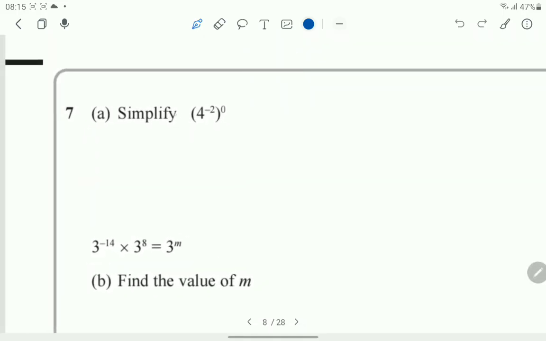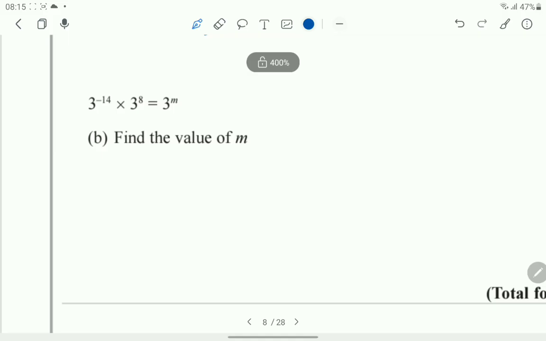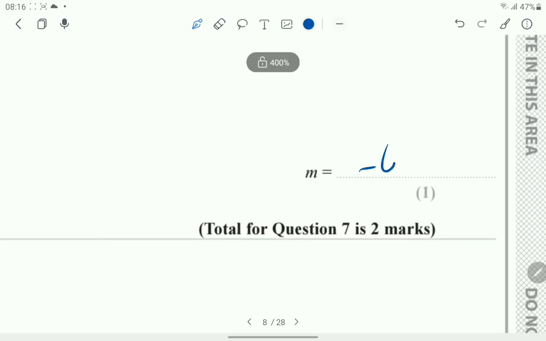Alright, 7a, simplify. Anything raised to the power 0 is 1. So your job is done here. And we have 3 to the power minus 14 times 3 to the power 8 equals 3 to the power m. We don't have to bring it into normal form, because the bases are the same and these two are getting multiplied, so the powers add up. So minus 14 plus 8 equals m, and minus 14 plus 8 is minus 6. m is equal to minus 6. Moving on.